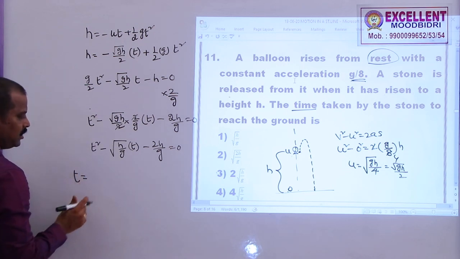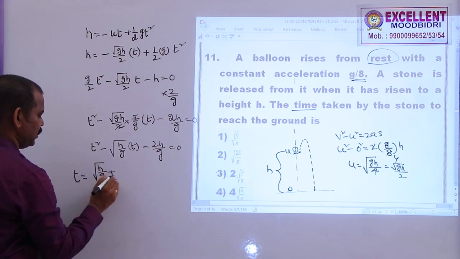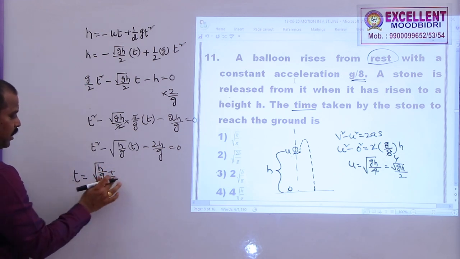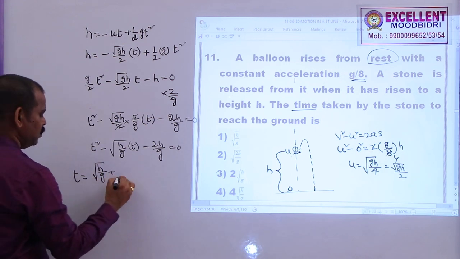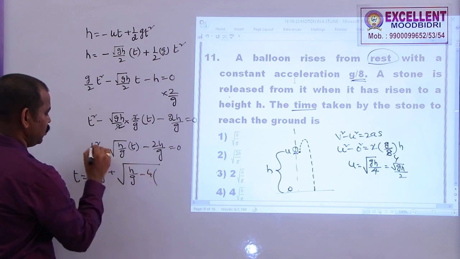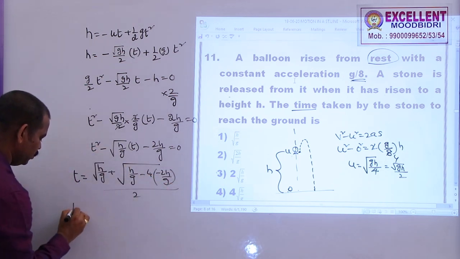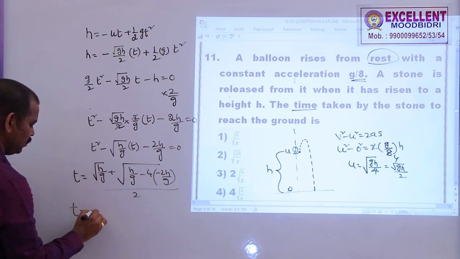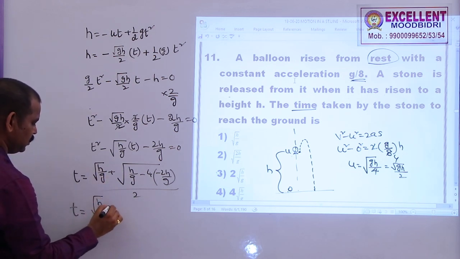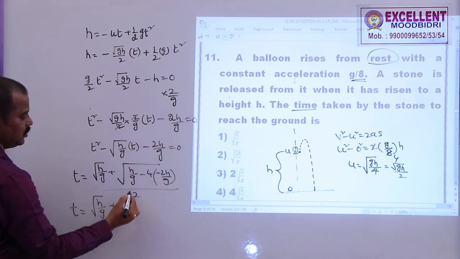t is given by minus b plus or minus root over b square minus 4ac by 2a, which is going to be root over h by g plus or minus. As we are finding time, only take positive values. Root over b square is h by g, minus 4a, c is minus 2h by g, by 2. So this time is given by root over h by g plus, you can see 4 twos are 8, positive. So this is 8h by g plus h by g, 9h by g.